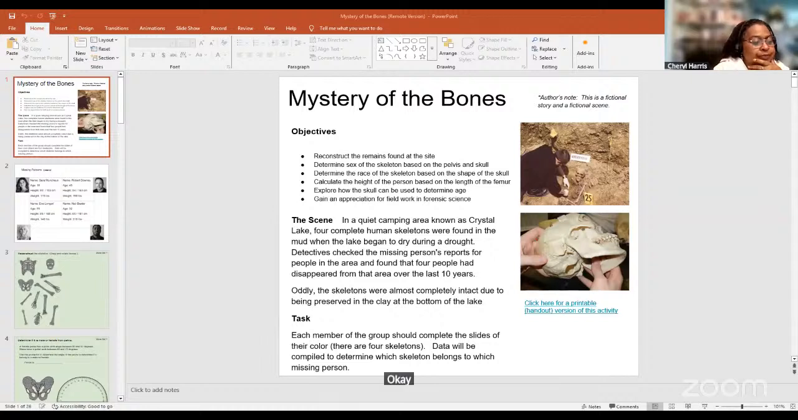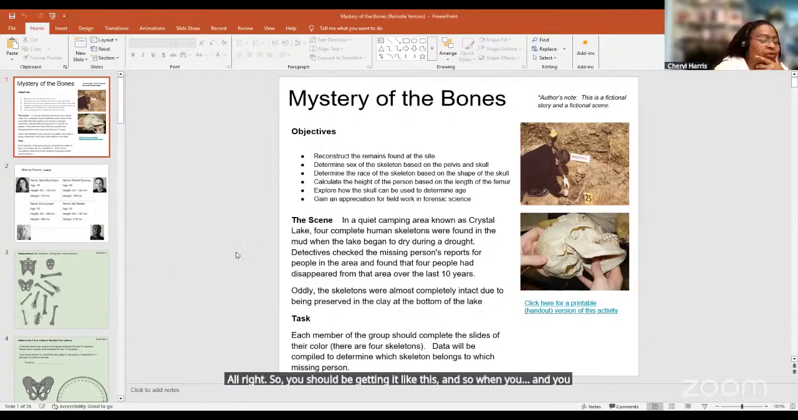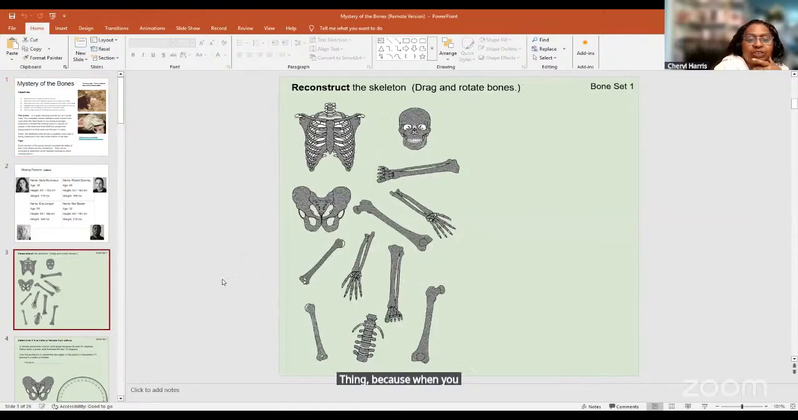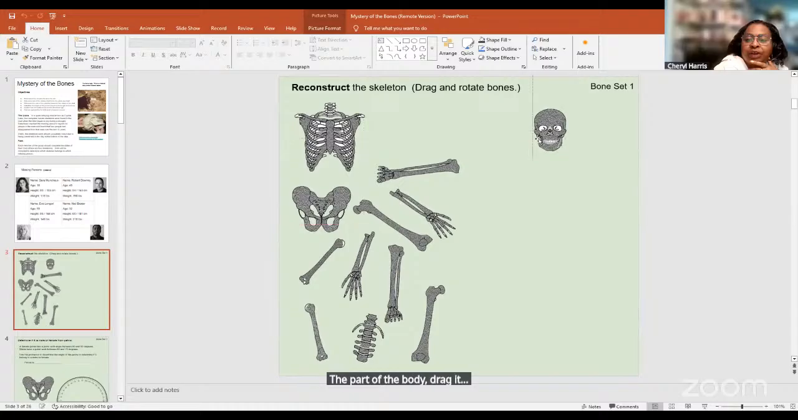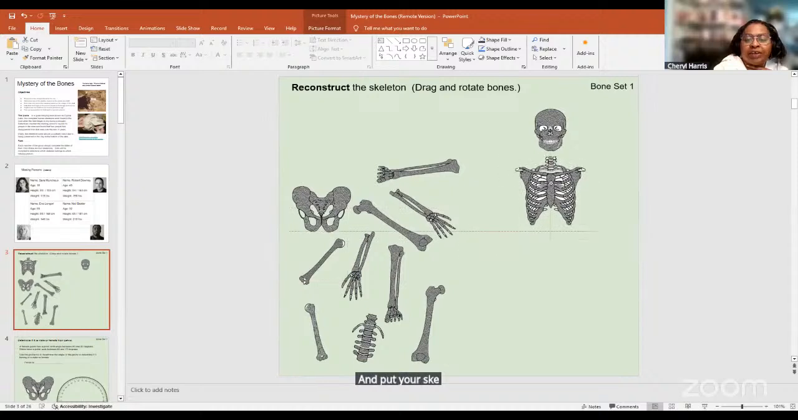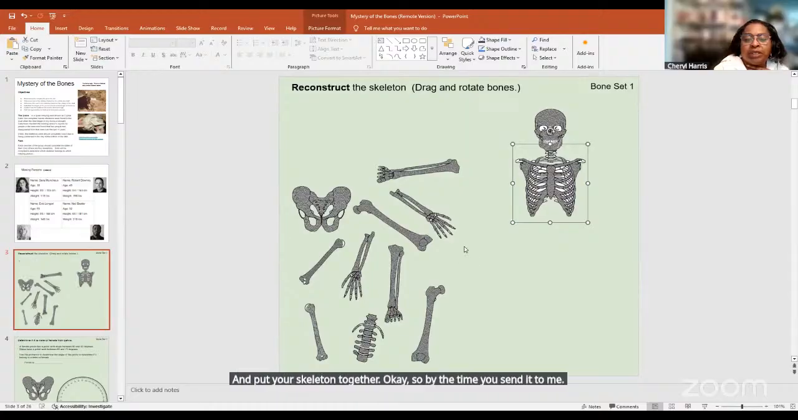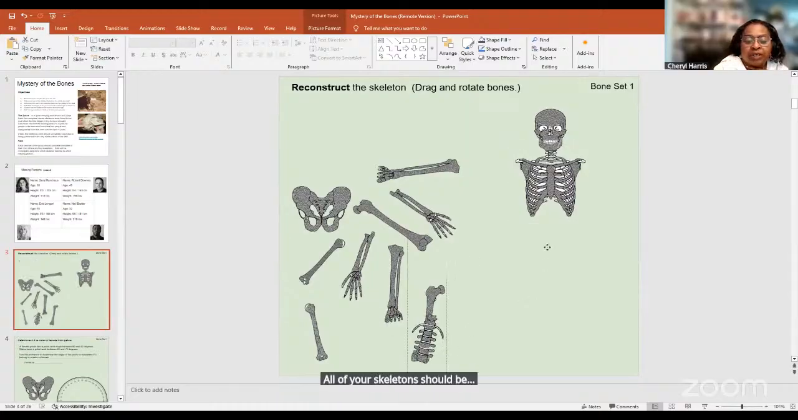Okay. All right. So you should be getting it like this. And you know you got the right thing, because when you get to this part, you should be able to click on the part of the body, drag it over here, and put your skeleton together. Okay, so by the time you send it to me, all of your skeleton should be assembled.